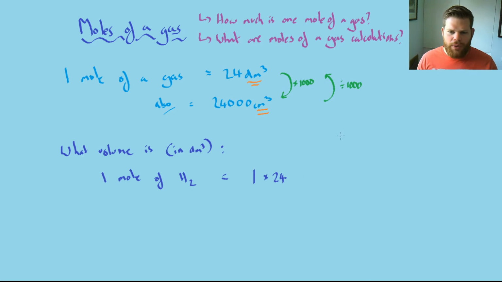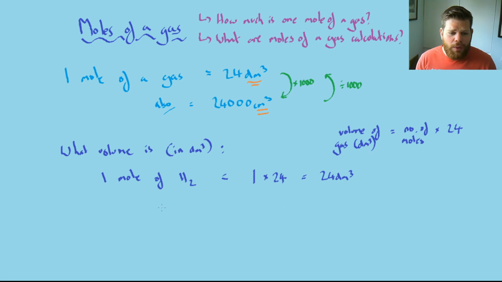So if I wanted to know my volume of a gas, and this would be in decimeters cubed, what I would do is I would take the number of moles and I would multiply it by 24. And if I wanted that in centimeters cubed, I would multiply it by 24,000. So here we've got 24 decimeters cubed.